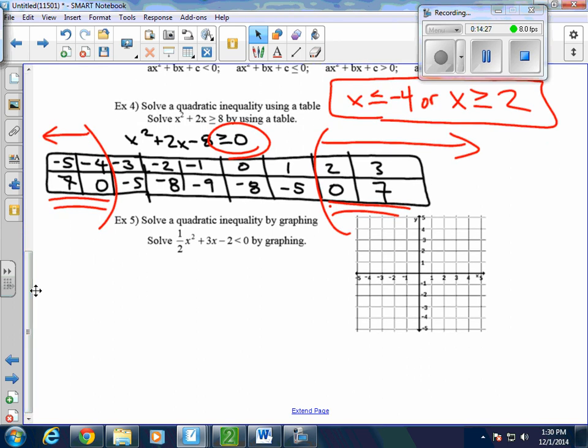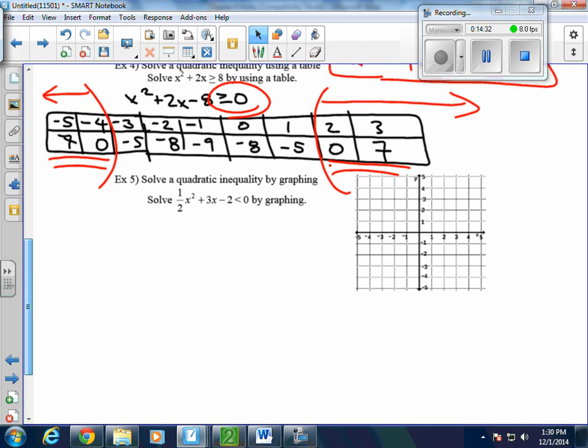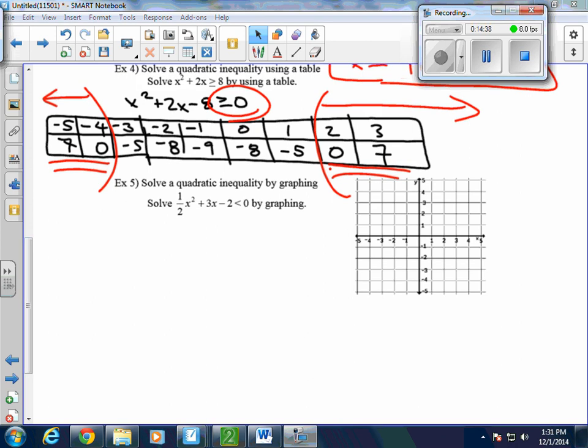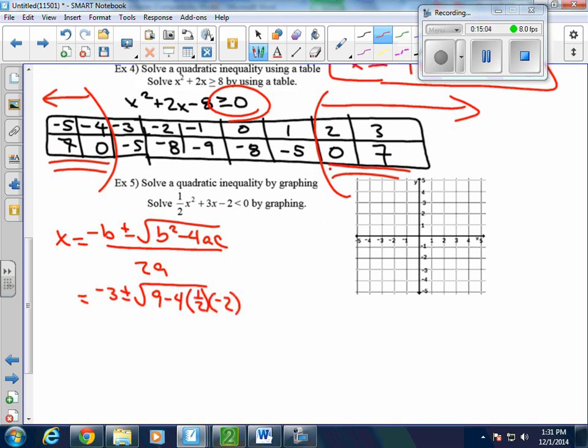If we look at example 5, we're going to solve this quadratic equation by graphing the system of equations. Actually, just this one equation. What we want to do here by graphing it is find the x-intercepts. I know that I can find the x-intercepts using the quadratic formula. Putting our numbers in, we get negative 3 plus or minus the square root of 3 squared, which is 9, minus 4 times a, which is a half, and c, which is negative 2, over 2 times 1/2.